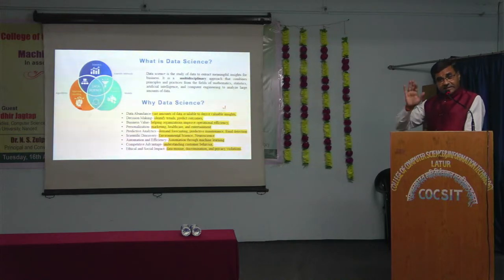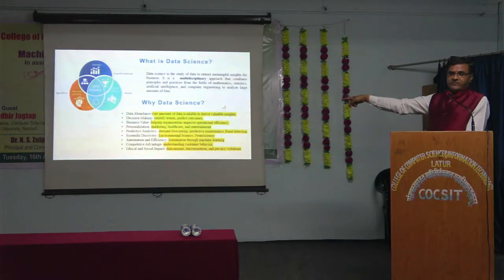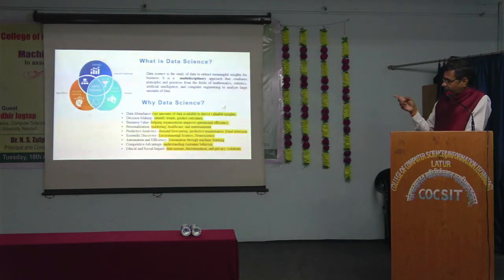Machine learning is the second part. Machine learning may be efficient, but first data should be scientifically analyzed, because data is abundant. A vast amount of data is available to derive valuable insight. Because vast data is coming, we have to systematically study it. That is the reason we give it the name data science.